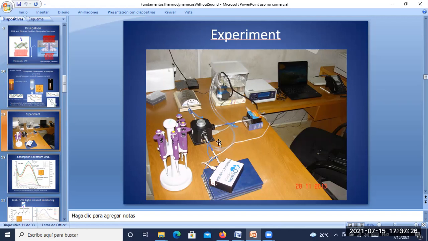Ivan knows it because he, in fact, did his bachelor's thesis over this experiment with this experimental setup. But Andres, Claudette, do you have any questions?